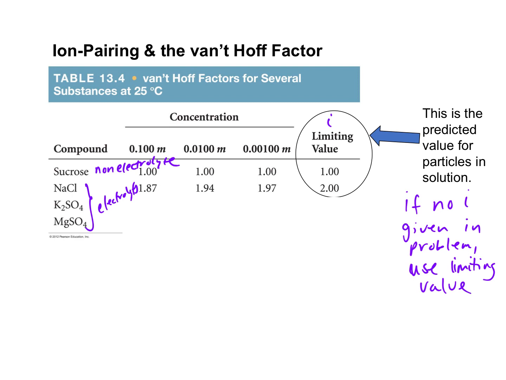So our limiting value of i for sodium chloride is 2: 1 sodium, 1 chloride. If we take a look at the effect of concentration, we'll see that as the concentration increases, the Van't Hoff factor value decreases, because we have more ion pairing. So as we go from low concentration to high concentration, we have more ion pairing, which decreases that Van't Hoff factor.